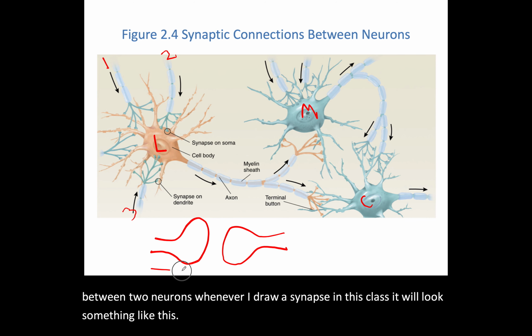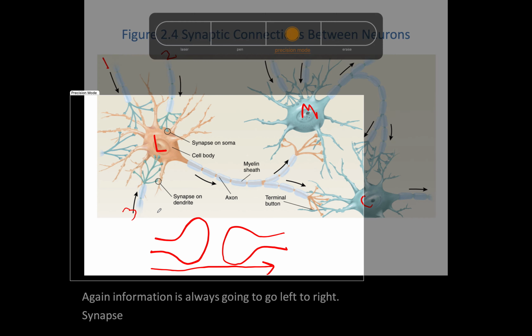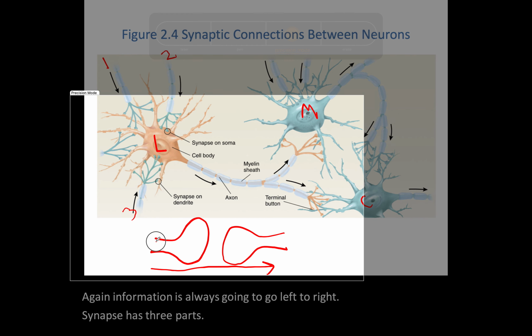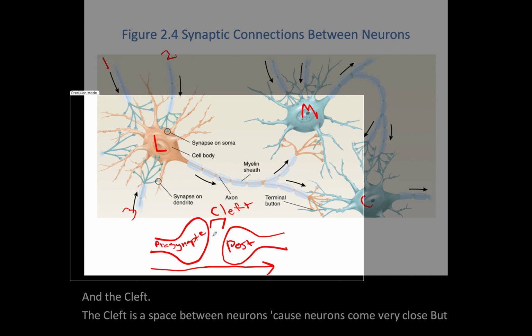Again, information is always going to go left to right. The synapse has three parts: the presynaptic, the postsynaptic, and the cleft. The cleft is a space between neurons, because neurons come very close, but they don't actually touch.